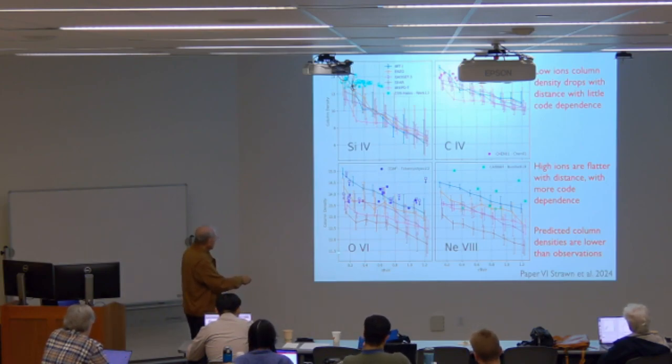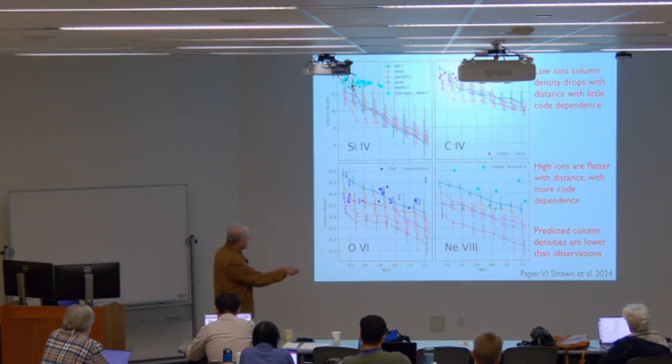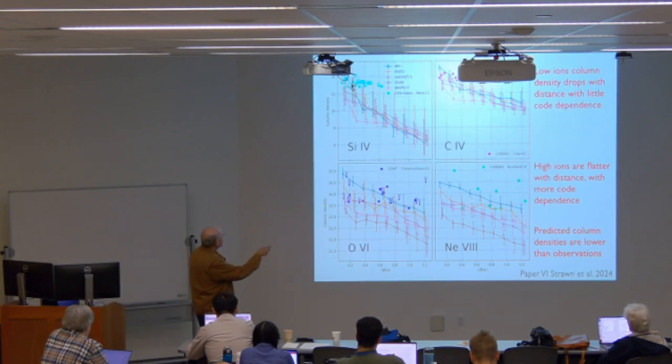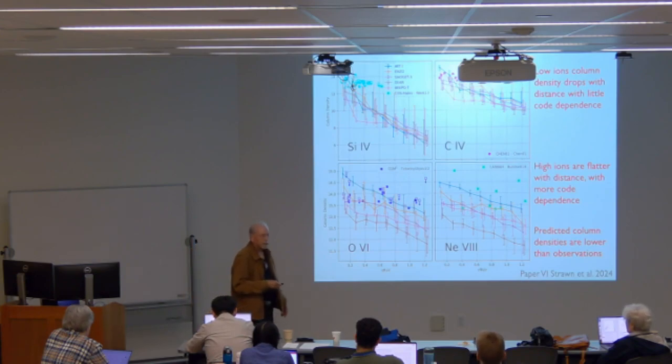For the higher ions, oxygen 6 and neon 8, here the codes differ quite a lot, and they all have a similar radial dependence, though. And the codes that have high feedback, so the blue code is ART-I, agree pretty well with the observations, and some of the other codes that have much lower feedback agreed much worse with the observations.